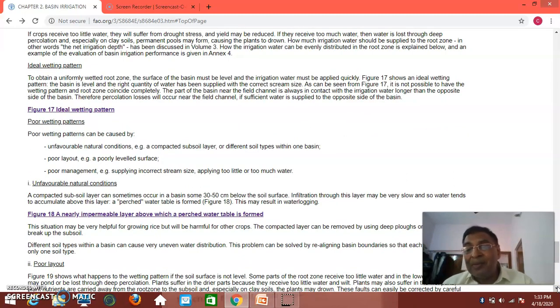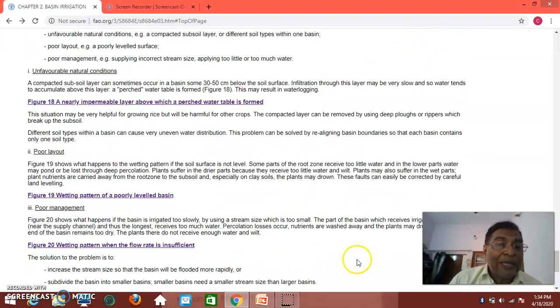the natural soil is highly percolating. So the situation may be very helpful for growing rice, but will be harmful for other crops. So you should resort to this method only when you are growing rice. The compacted layer can be removed by using deep ploughs or rippers, which break up the subsoil. So that is regarding creating perched water table conditions, and then wetting patterns, poorly leveled basin.